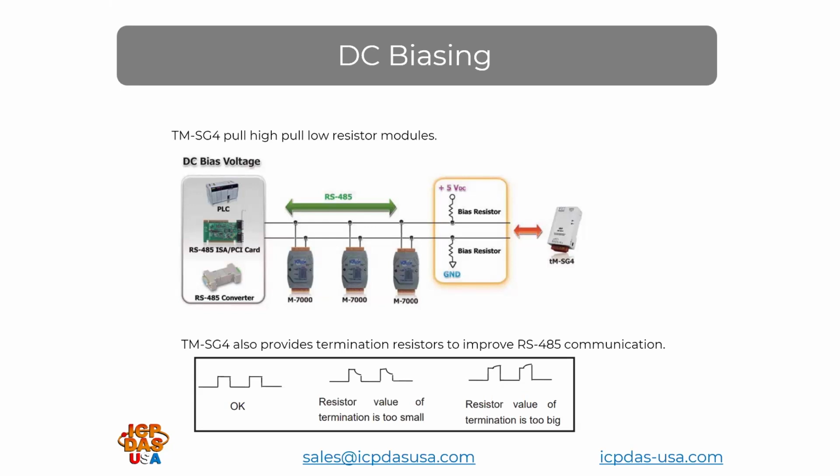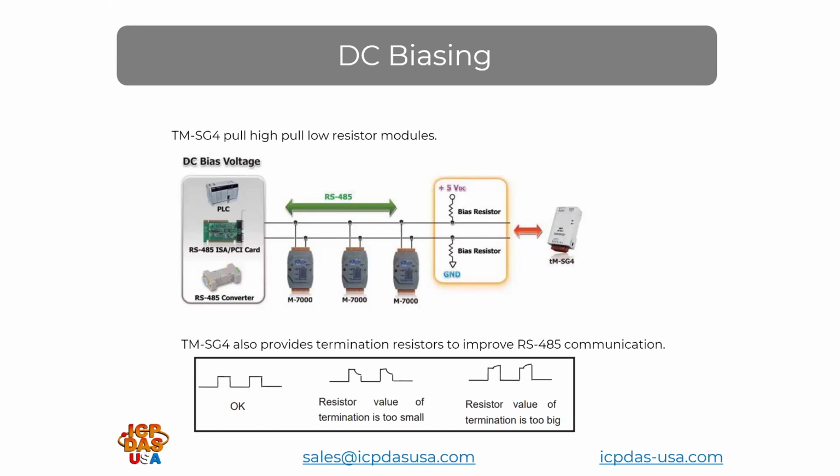It provides bias resistors which help provide bias for the whole RS-485 bus. The module also has termination resistors which can be enabled to improve the RS-485 waveform. The bottom shows what the theoretical square wave for the RS-485 looks like, but in real life, the wave will be a little choppy and skewed.